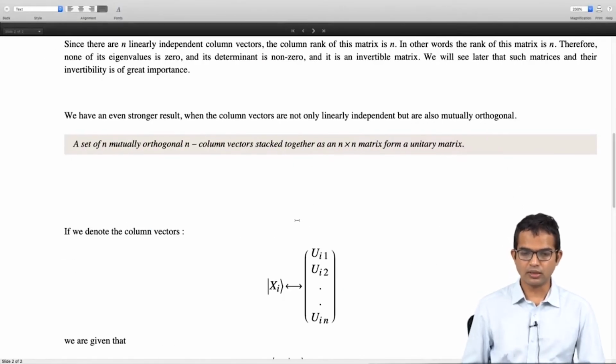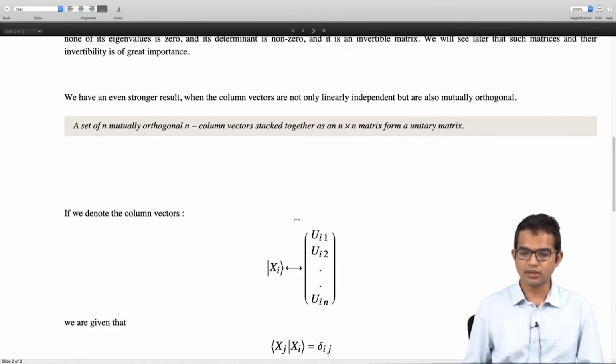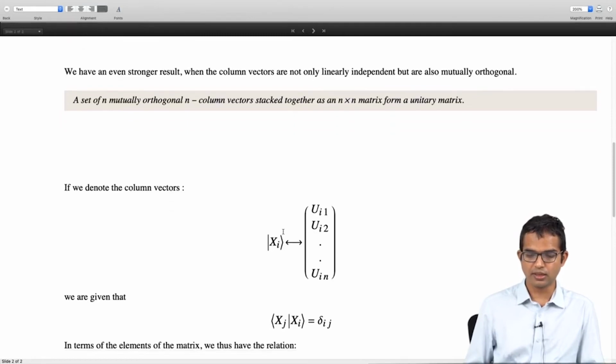Okay, so how do we see this, right? I have already jumped ahead and said a few things about this, but it's not a very difficult argument for why this is a unitary matrix, right? It just comes from the orthonormality property. So if we denote these column vectors as x_i, in this manner, then we are given that x_j dagger x_i is delta_ij. That's the orthonormality property.